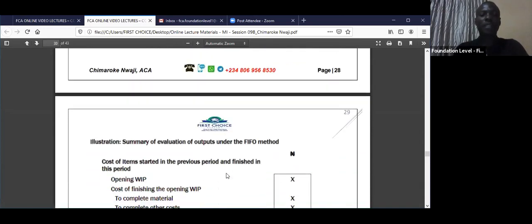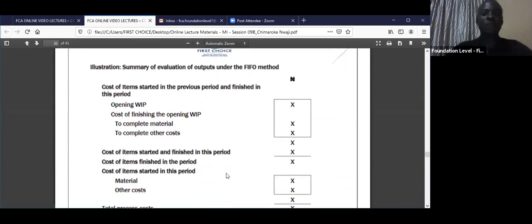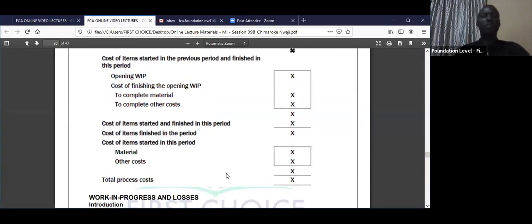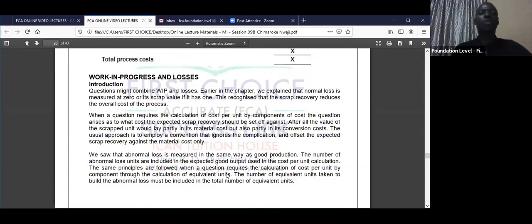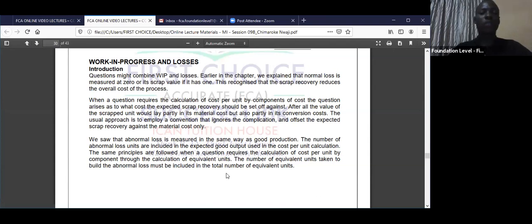All right, so we've done that. So if you look at the summary of the evaluation of the FIFO method, we have opening work in progress. It's almost the same thing that we are saying here. Let's go to work in progress and losses. Let's talk about work in progress and losses. Now, all the while we have been doing opening work in progress, closing work in progress, and finished goods. We've not taken into cognizance the loss. A question might combine work in progress and losses. How do we deal with them?